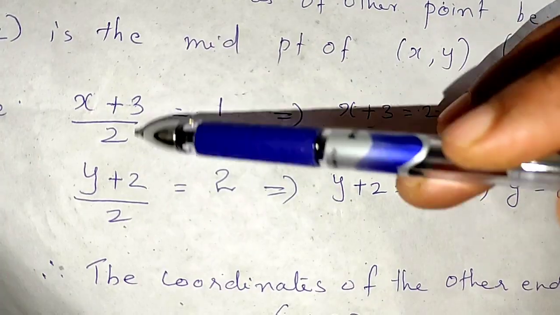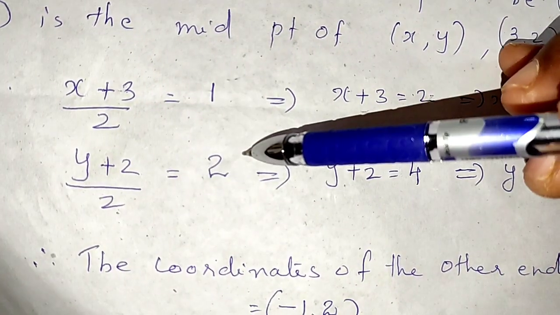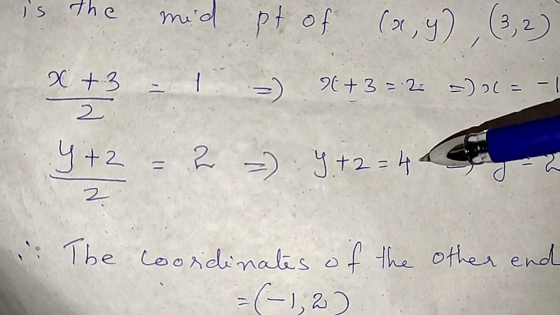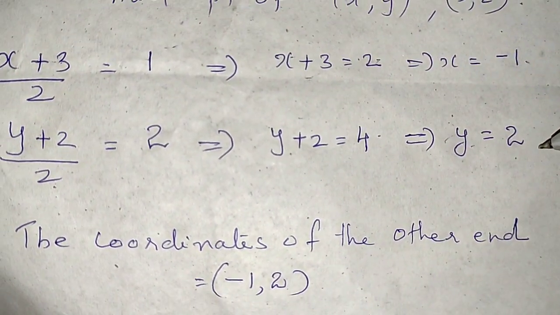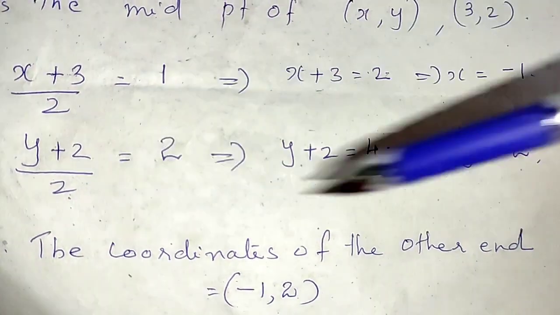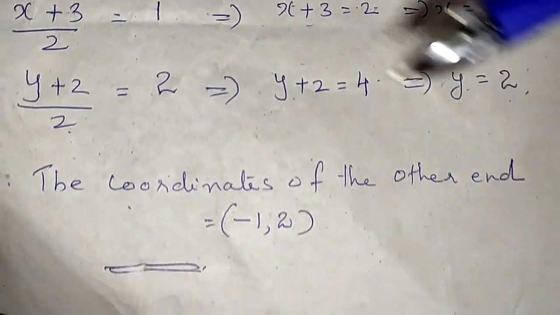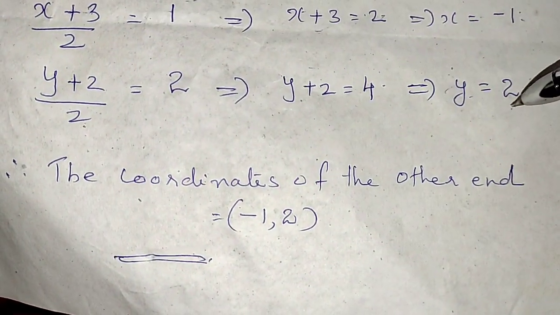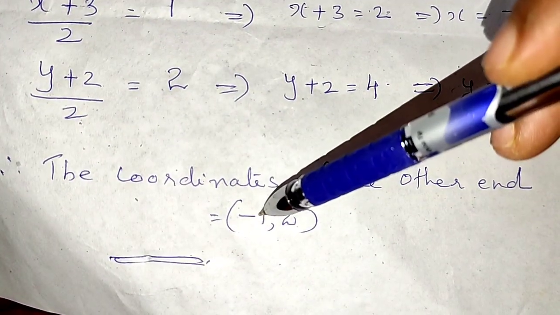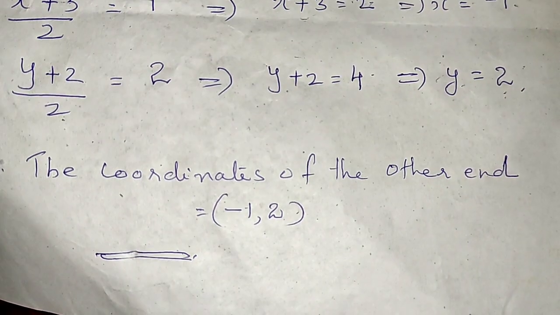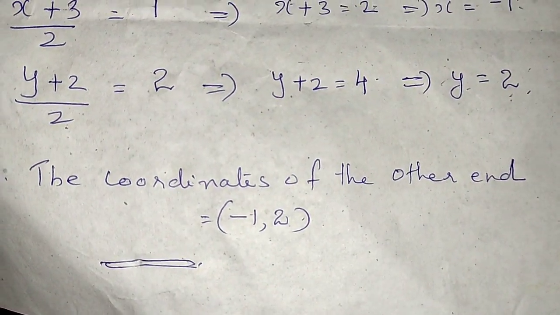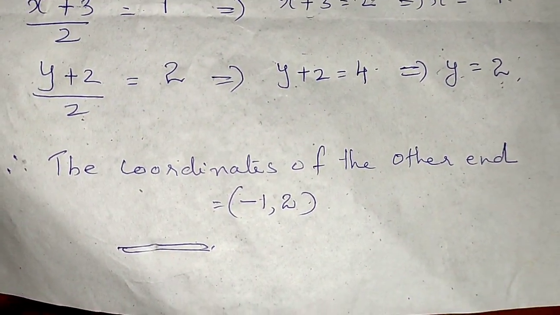Similarly, (y plus 2) by 2 is equal to 2. That is, y plus 2 is equal to 4, which implies y is equal to 2. So we have x is equal to negative 1 and y is equal to 2. Therefore, the coordinates of the other end of that diameter are (negative 1, 2). Okay, so that is the end of the second exercise of this chapter. Okay, children, thank you.